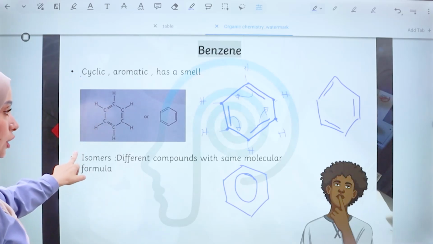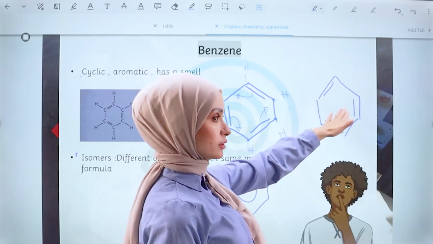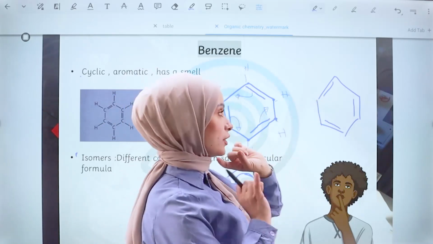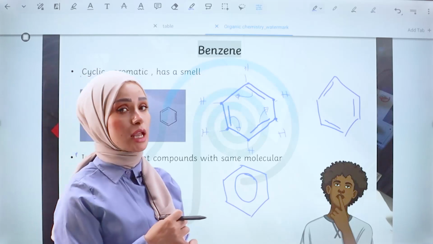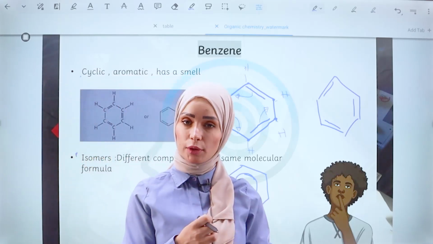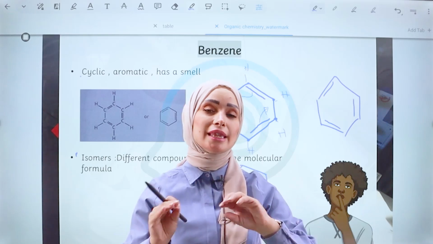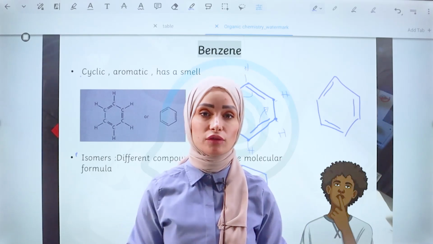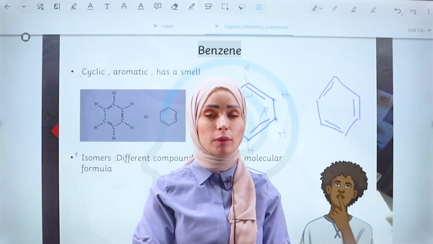So what is an isomer? They are different compounds, but they have the same molecular formula. They have the same number of carbons, the same number of hydrogens, but they differ in the location of the double bond, in the arrangement of the carbons and double bonds.